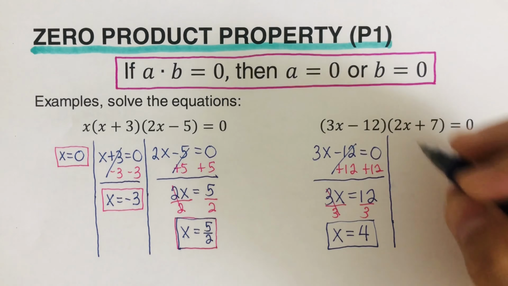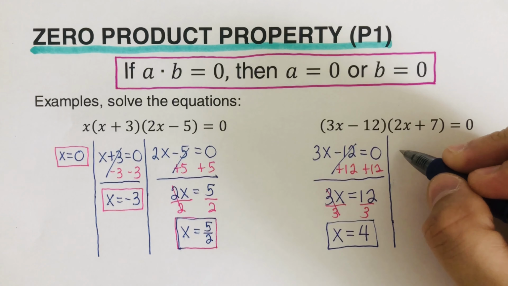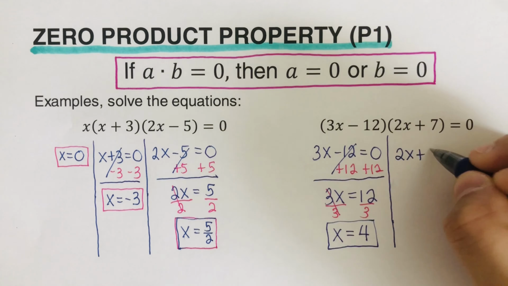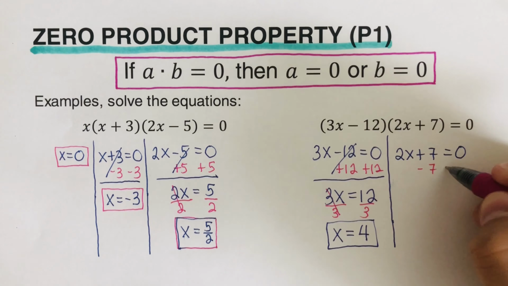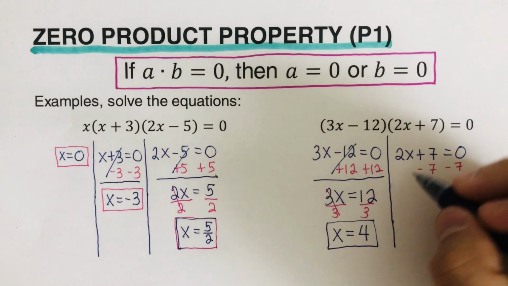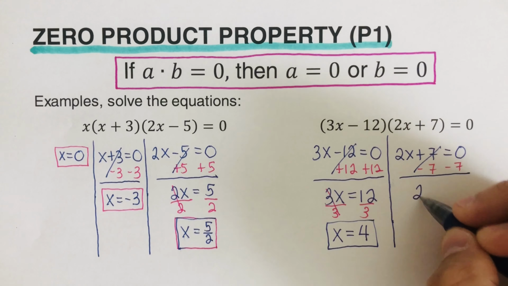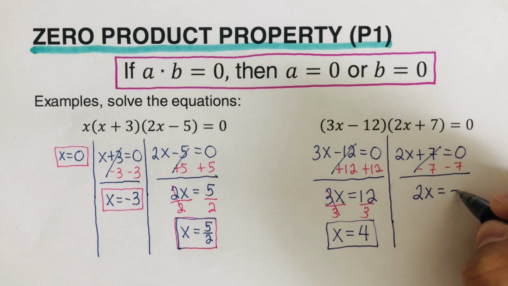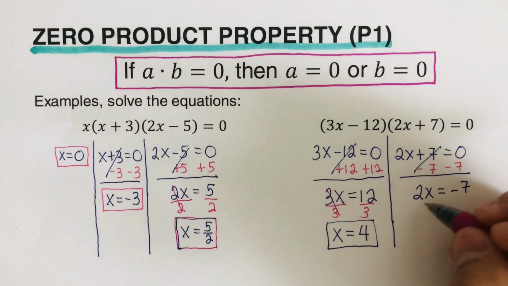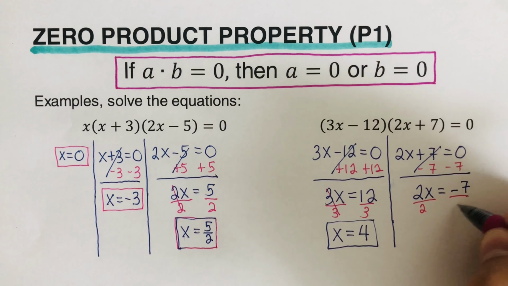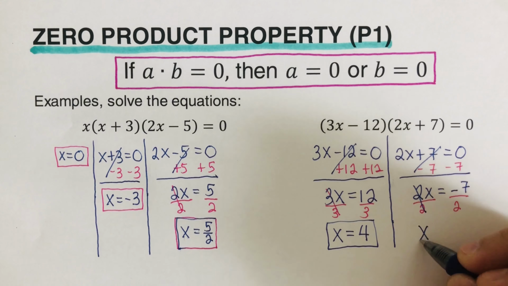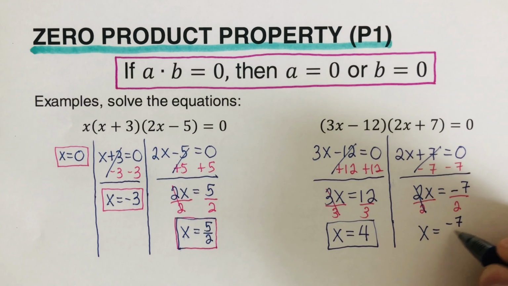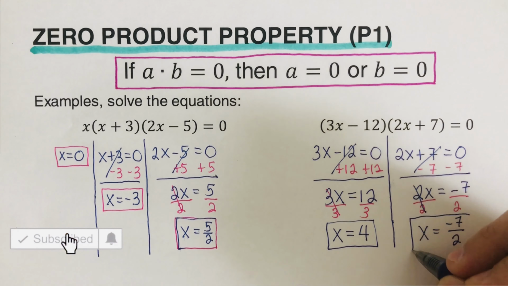And then we move on to the next one. We pretty much do the same thing: 2x plus 7 equals 0. Then we subtract 7 from both sides. We are left with 2x is equal to negative 7. From here, we divide both sides by 2, so we can cross out the 2. So x is negative 7 over 2. Just keep it as a fraction.